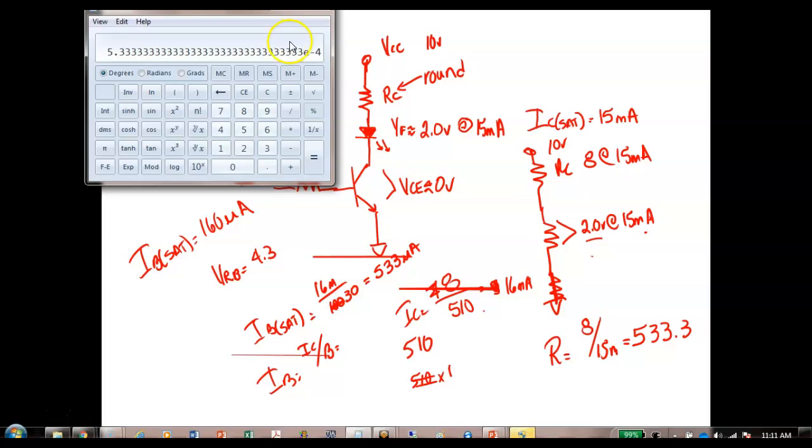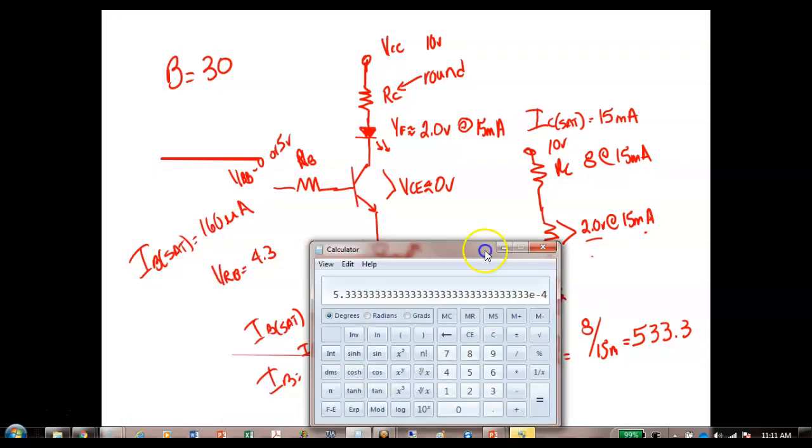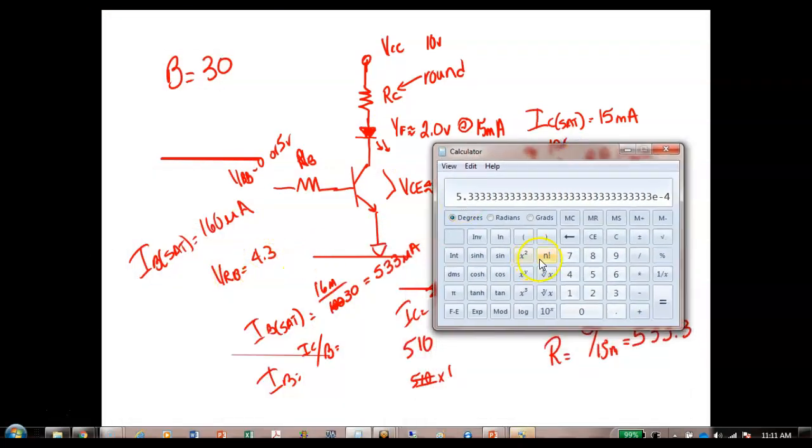Okay. And then I want R equal to V over I. So I know we want this resistor right here to drop 4.3 volts. So R would be equal to V, which would be 4.3 divided by 533 times 10 to the negative 6. That gives me 8,067 ohms, or 8,068 ohms.